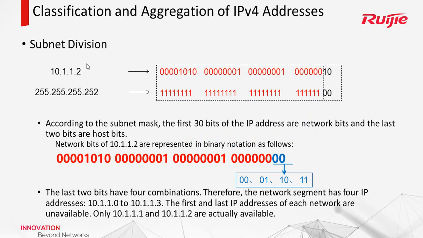So here we have an example, 10.1.1.2. The mask is displayed here. So we can find that 30 bits are for the network and the last 2 bits are for the host. With 2 bits for the host, we can have 4 combinations: 00, 01, 10, and 11. It means we have 4 IP addresses in this subnet.